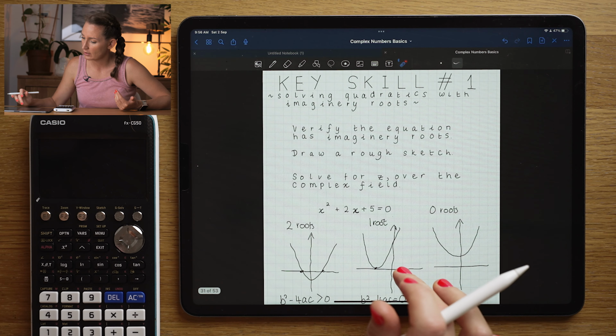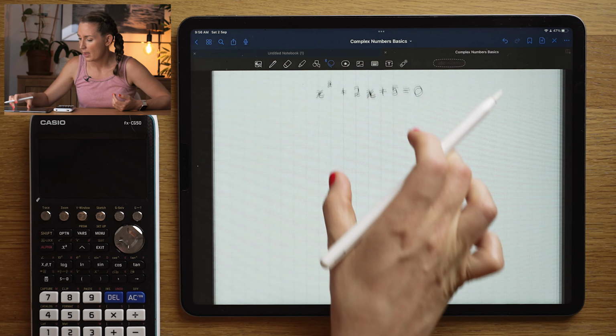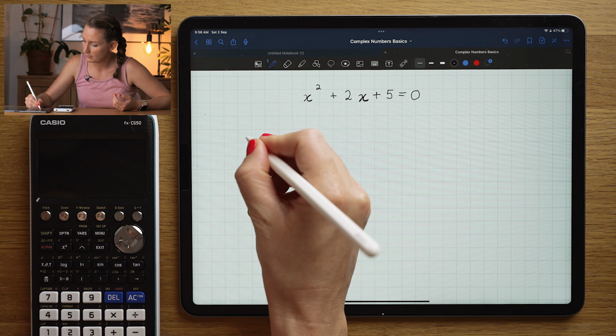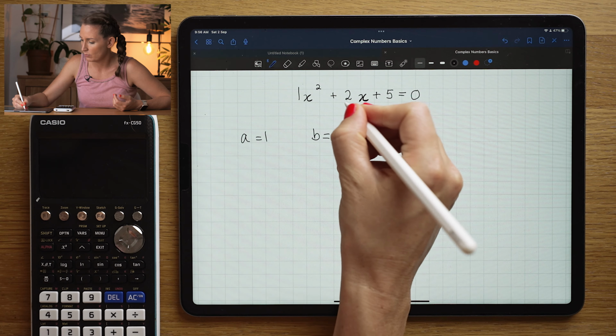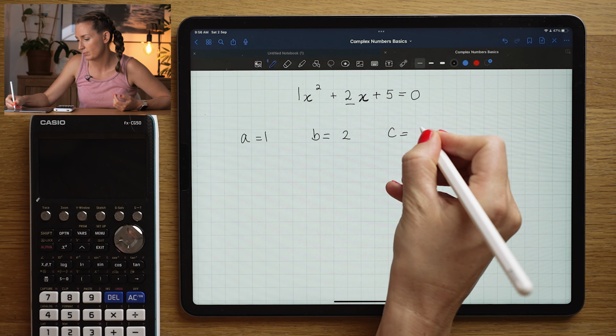So let's have a look at our equation, and we're going to identify a, b, and c. So a here would be 1. You can think of this as 1x squared. b would be 2, and c would be 5.